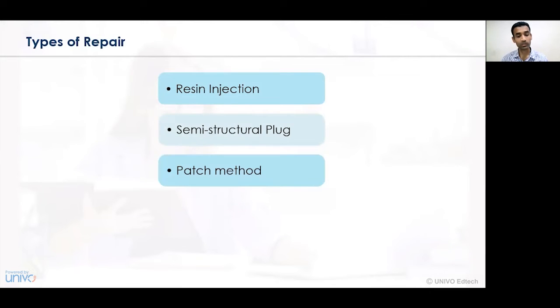Now let's understand the various types of repair that can be required in case of repair capability. Resin injection, the semi-structural plug, the patch method, and structural mechanical repair are the various types of repairs that can be undertaken in case of repair capability. As per the production activity, as per the level of production, or how it changes, any type of repair activity can be undertaken and the business operations can be conducted in a better and more effective way.